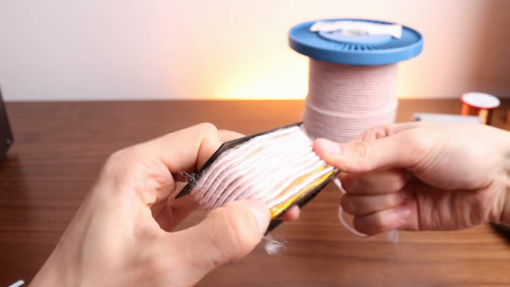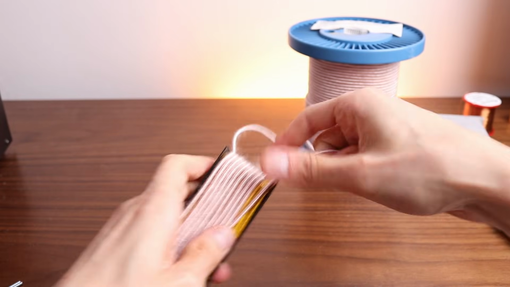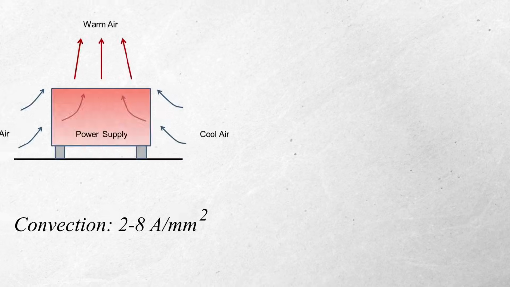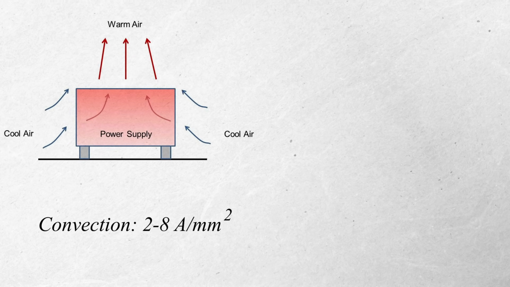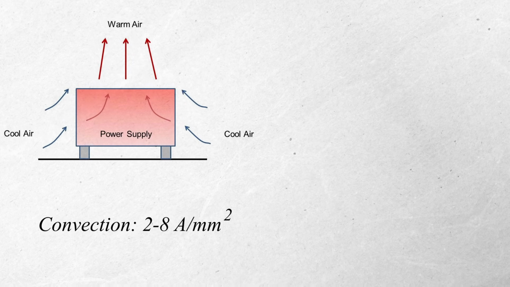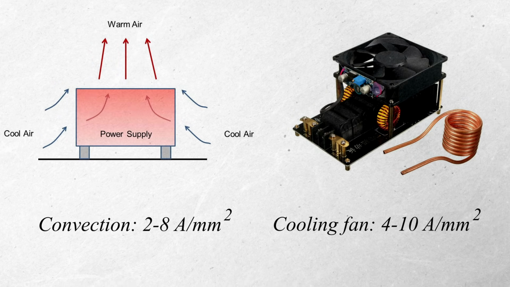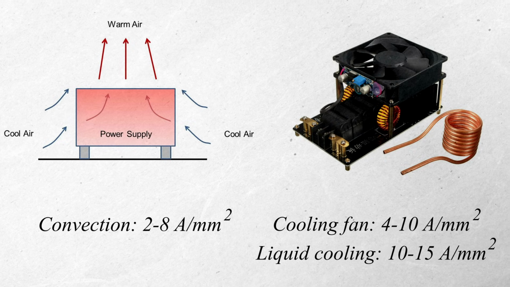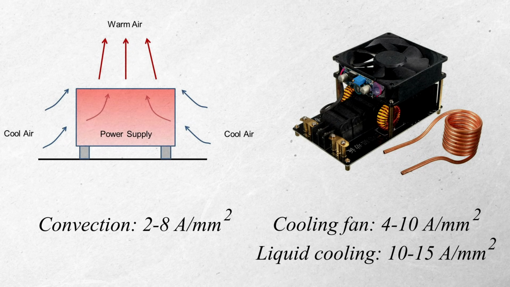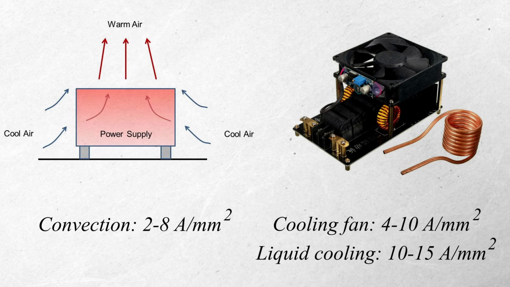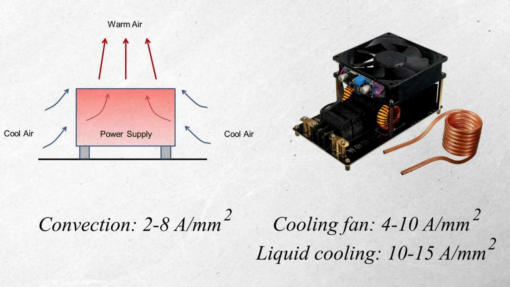Actually, it varies depending on the application, RMS current and type of cooling. Usually for natural convection, the number is roughly 2 to 8 amps per square millimeter. Of course, if forced air cooling is used, like fans, the number is higher, but these are just rough reference values. In real design, testing is needed to ensure the inductor does not exceed its maximum temperature.